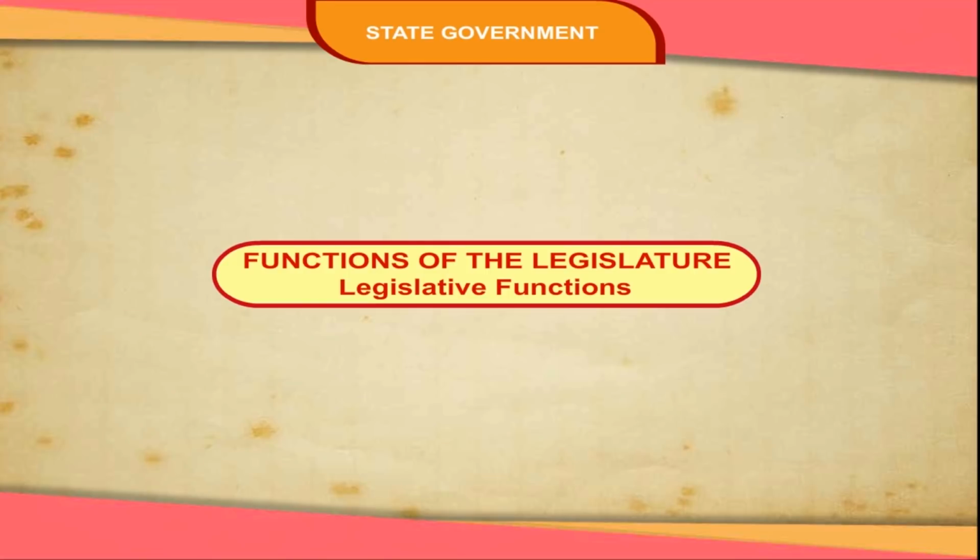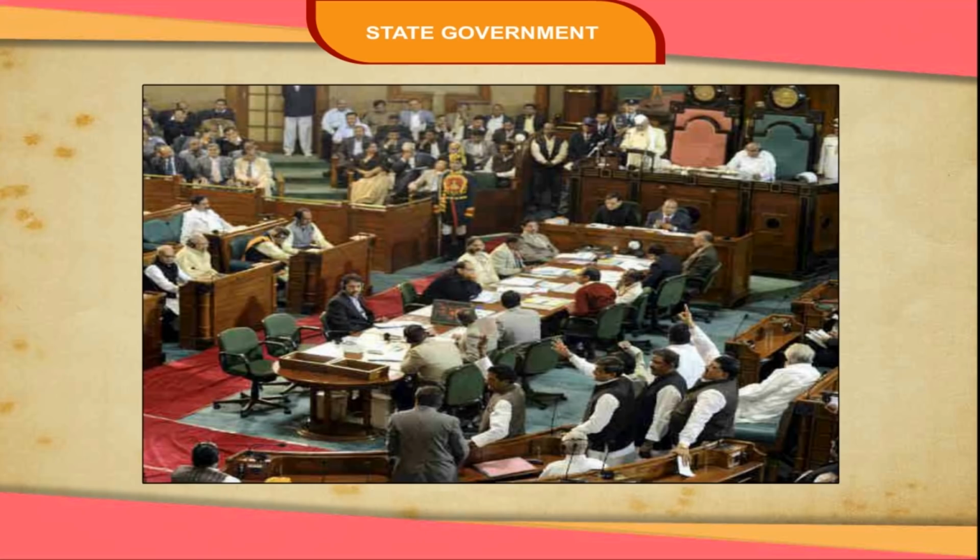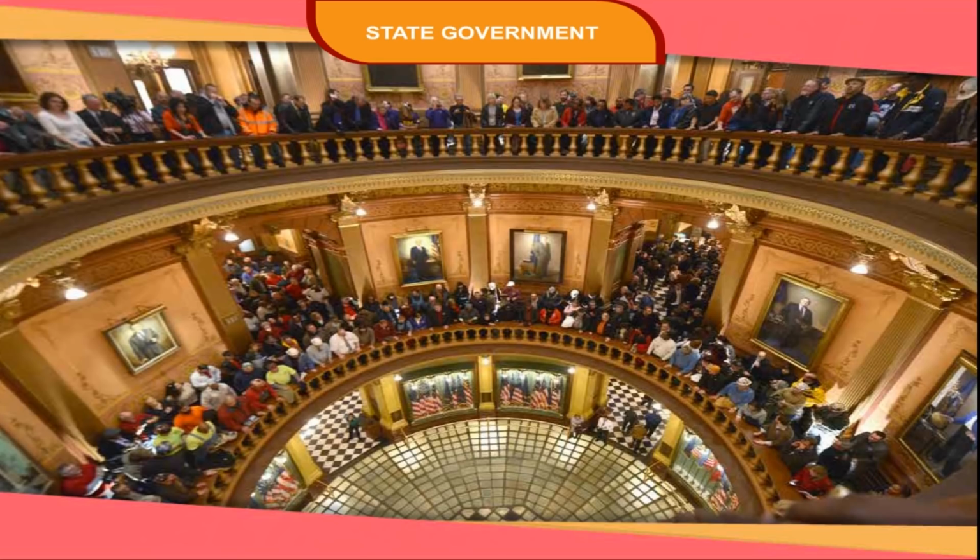Functions of the legislature. Legislative functions. One of the most important functions of the state legislature is to make laws on 66 subjects mentioned in the state list and 44 subjects mentioned in the concurrent list. In case a law passed by the state legislature is contrary to a law passed by the union legislature, the central law prevails.